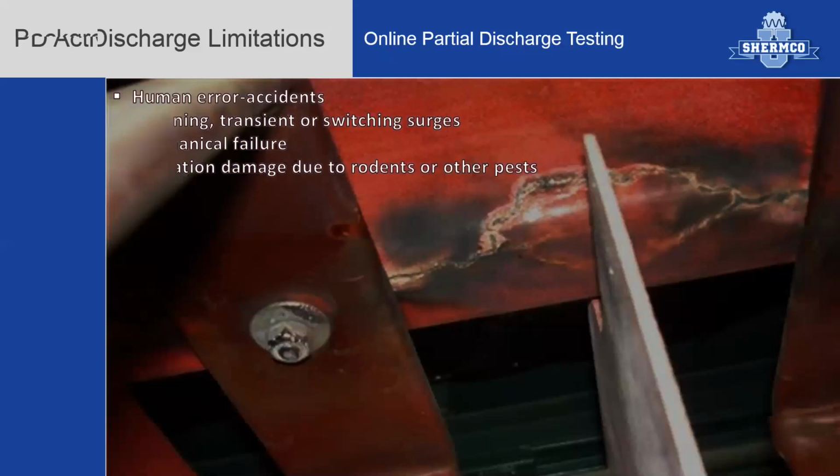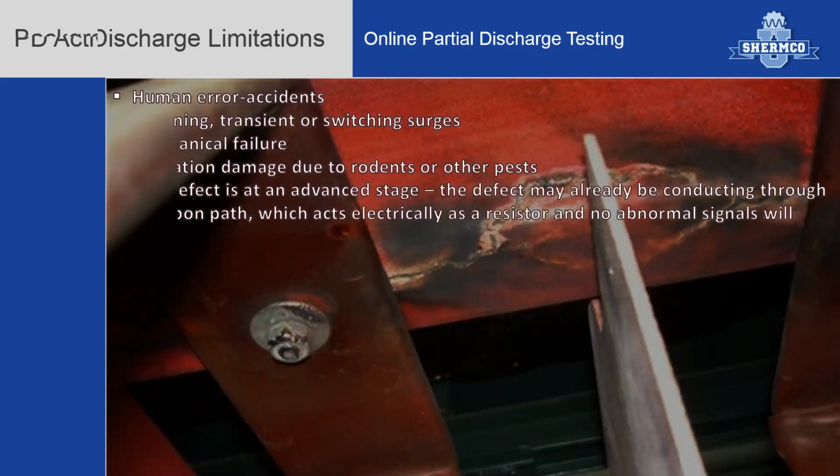Insulation damage due to rodents or other pests getting in there and, in essence, messing up our trends by eating through the insulation in a more rapid fashion. The defect is at a very advanced stage. The defect may already be conducting through a carbon path.